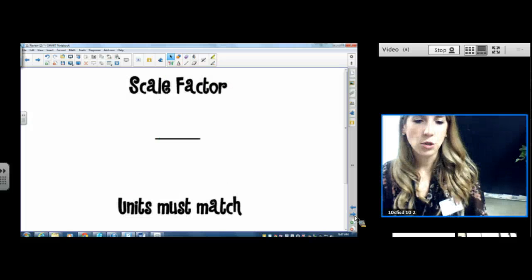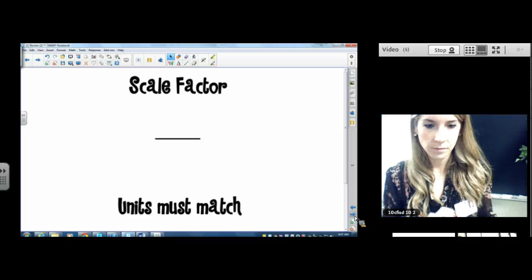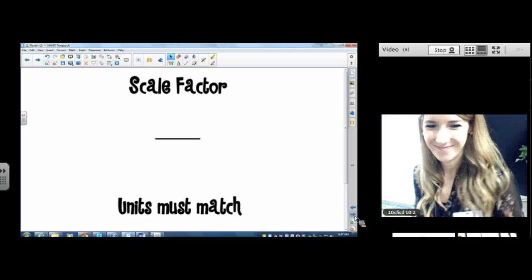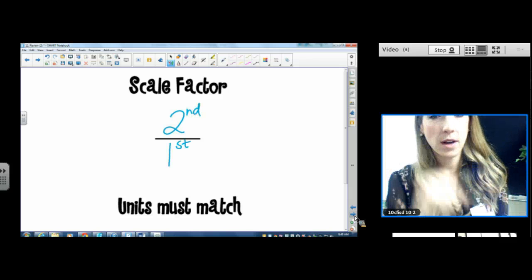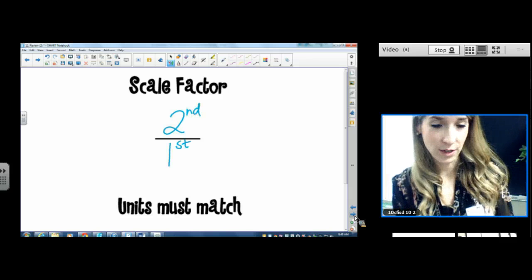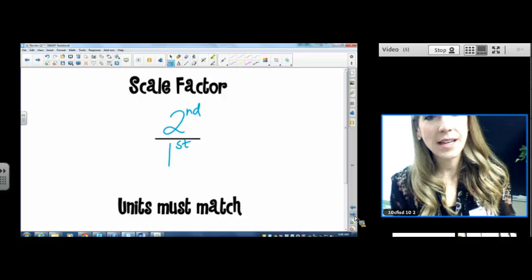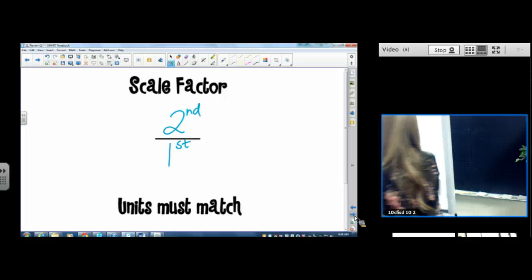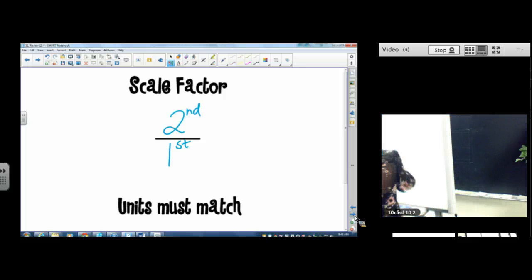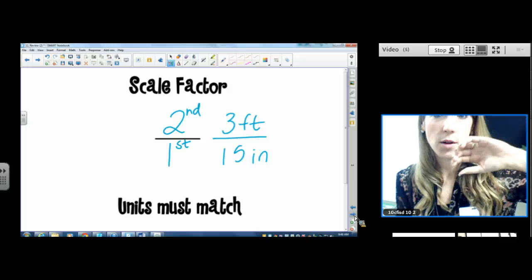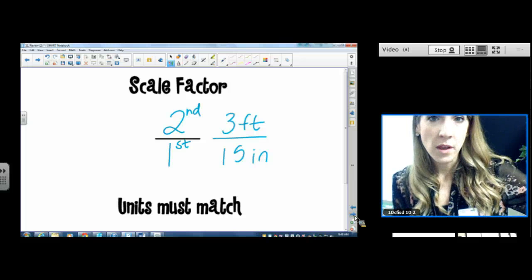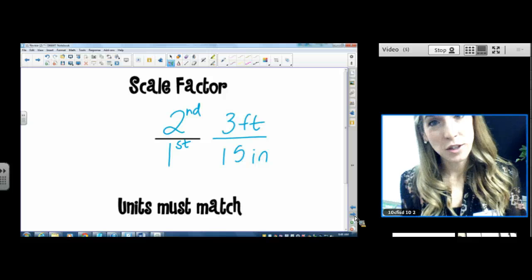Scale factor. What did I teach you about scale factor? I taught you second over first. So you grab a length of the second figure and you put it over a corresponding length of the first figure. In scale factor, the units have to match. So if this is 3 feet and this says 15 inches, you are not done. That is not your scale factor. You need to convert them both to feet or both to inches. Your units will cancel because scale factors are unitless.